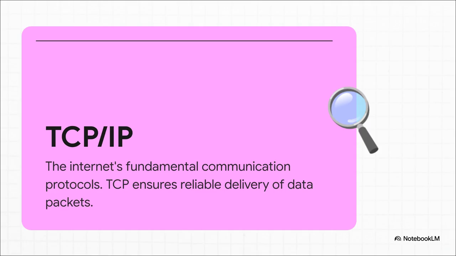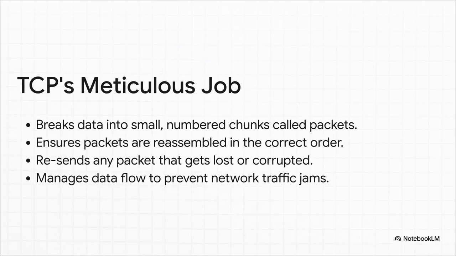Then, IP handles the addressing, and TCP makes sure every single piece of the message arrives safely, in the right order, with nothing missing. And TCP is, well, it's a bit of a perfectionist. It takes all the website data, chops it up into these little numbered pieces called packets, sends them off, and then checks on the other side to make sure every single one arrives safe and sound. If a packet gets lost or messed up along the way, TCP just asks for it again. It's what makes the internet reliable.